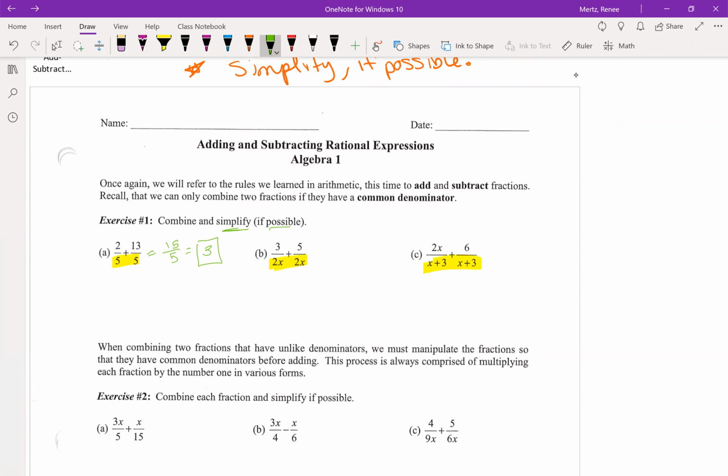For B, we have 3 plus 5 is 8 over 2x. Can that be simplified? Yes, 4 over x. And for the next one, we have 2x plus 6 over x plus 3. Can that be simplified? Let's see, we'll take out the GCF of the top. We're left with 2 times x plus 3 over x plus 3. Those divide. Our final answer is 2.